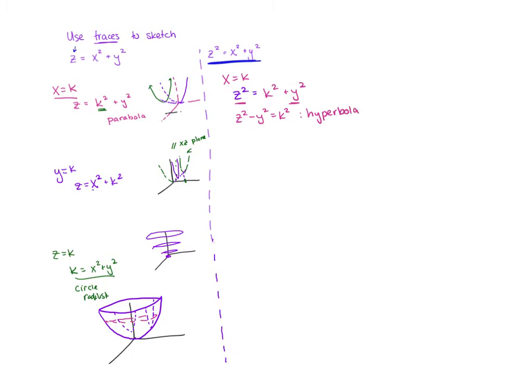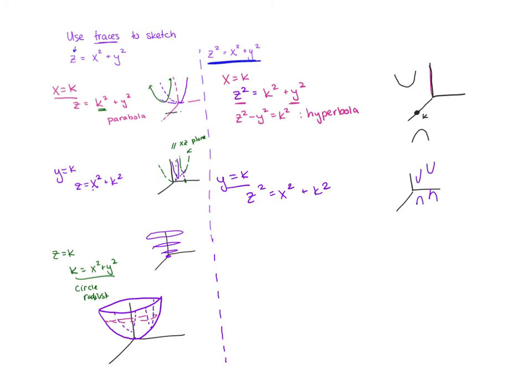So when x is equal to a constant, along this x-axis, I pick which constant I want. I'm going to get some hyperbola here. It's kind of weird to see. So let's see what happens for our other traces. y equals a constant. It's going to look basically the same. z squared equals x squared plus constant squared. So I'm also going to get those hyperbolas in that y direction. They're going to be coming down over time.